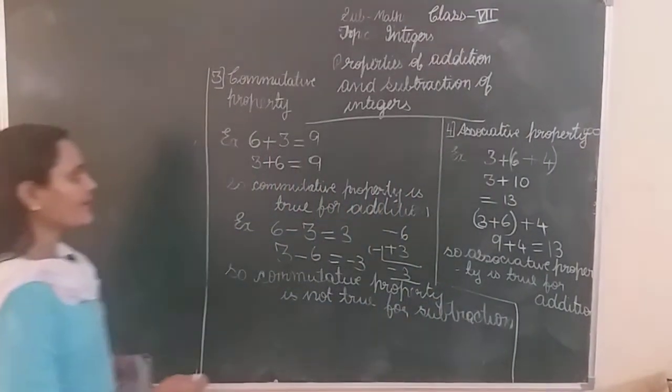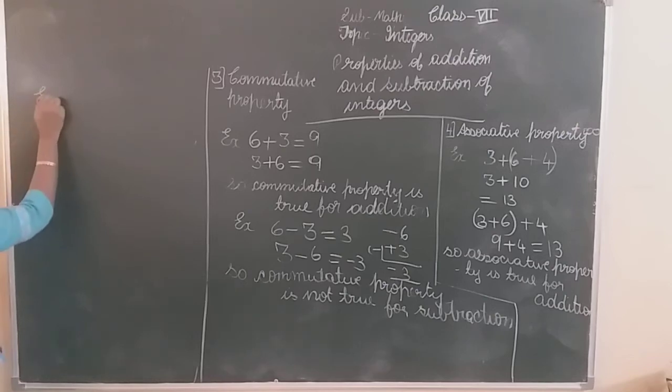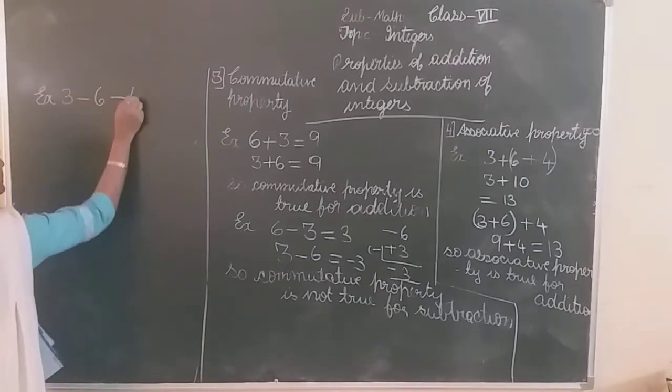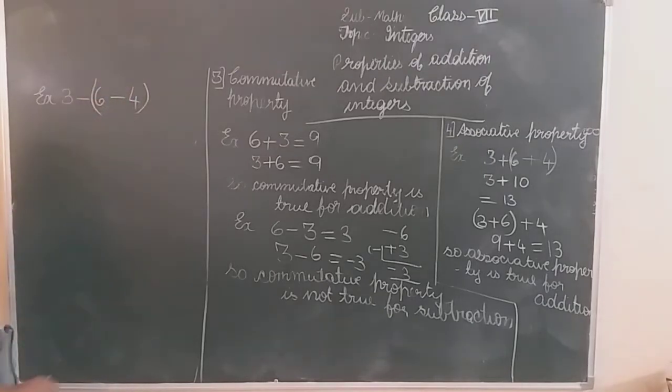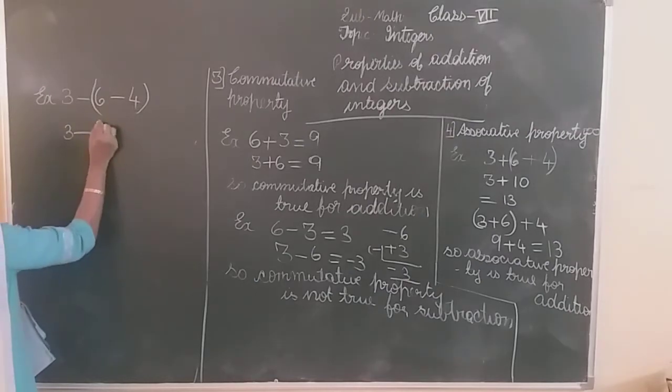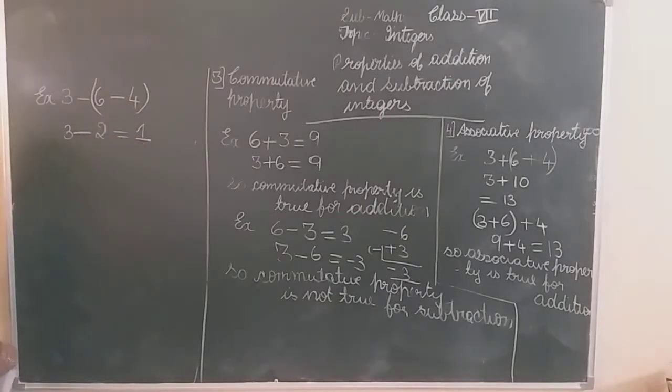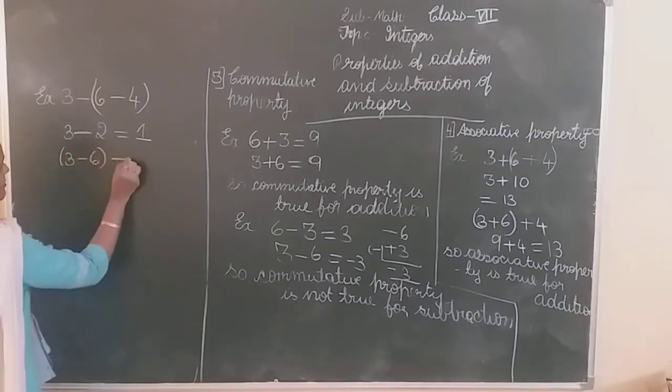Now let us see whether it is true for subtraction. Let me do it with the same example: 3 minus 6 minus 4. I put this under bracket. So 3 minus 6 is minus 3, minus 4... the answer is 1 as shown. What I do now is I interchange the bracket. So 3 minus 6 minus 4.